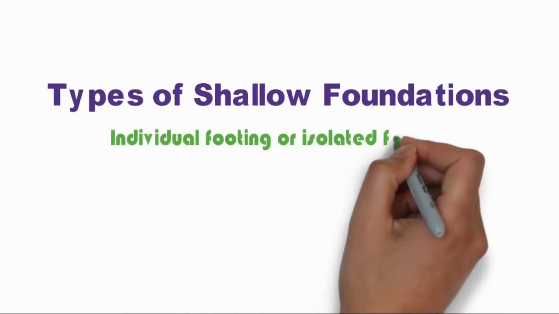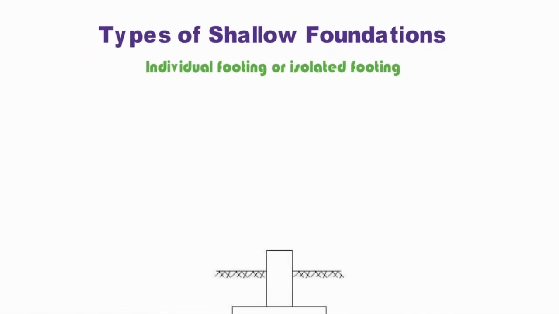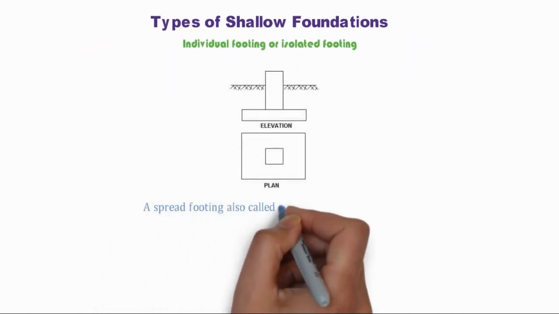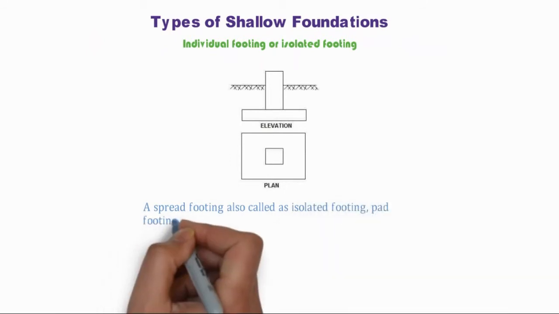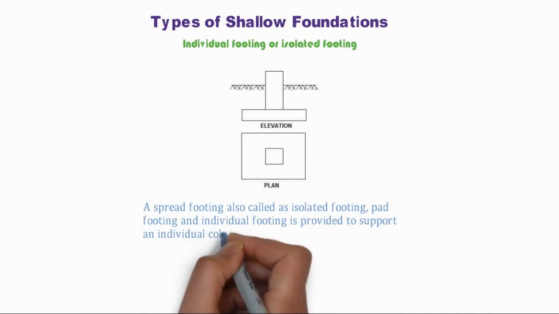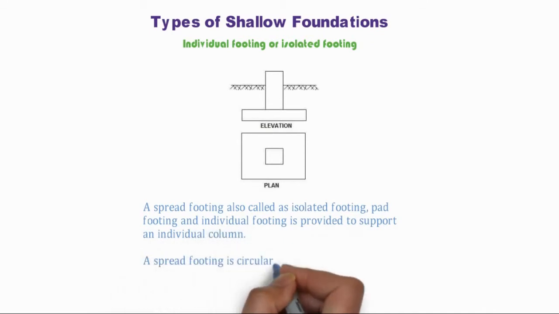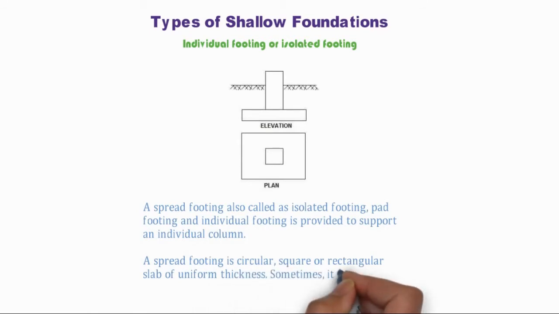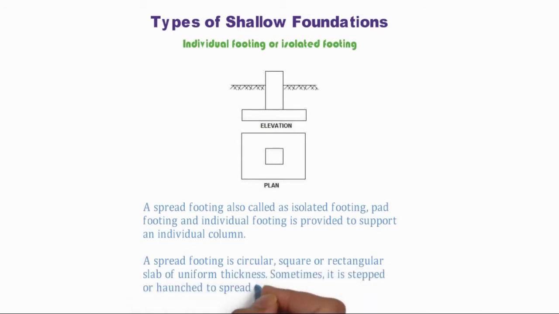Individual footing, or isolated footing. A spread footing, also called as isolated footing, pad footing, and individual footing is provided to support an individual column. A spread footing is circular, square, or rectangular slab of uniform thickness. Sometimes, it is stepped, or haunched, to spread the load over a large area.